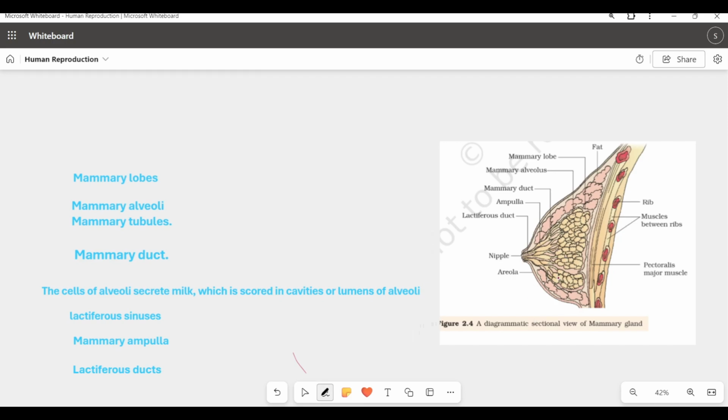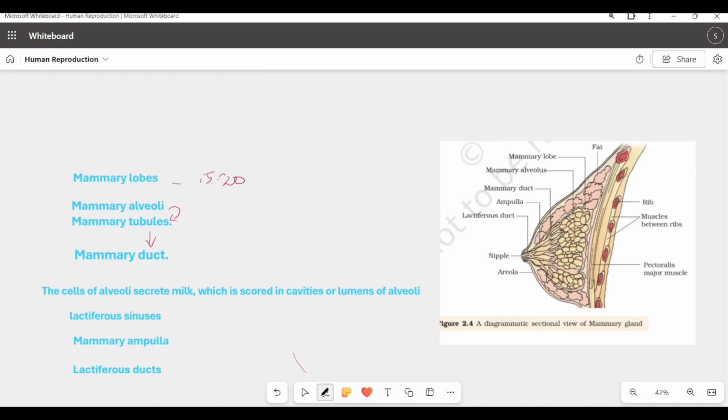The glandular region of the breast is divided into many lobes called the mammary lobes. There are around 15 to 20 mammary lobes. These mammary lobes contain clusters of structures called alveolus or alveoli, and the alveoli open into mammary tubules. The cells of the alveoli secrete milk, and this milk is stored in the cavities or lumen of the alveoli. These tubules join together to form the mammary duct. You can see the duct here.